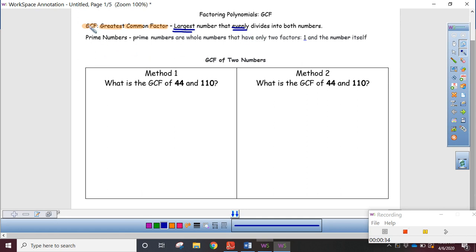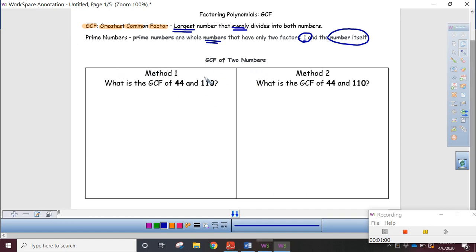There's also another term that we want to look at, which is prime numbers. This is going to help us as we go on into our examples in just a few minutes. Prime numbers are whole numbers that have only two factors, and that's 1 and the number itself. We need to know that because that's going to help us in method 1 that we're going to be going over.